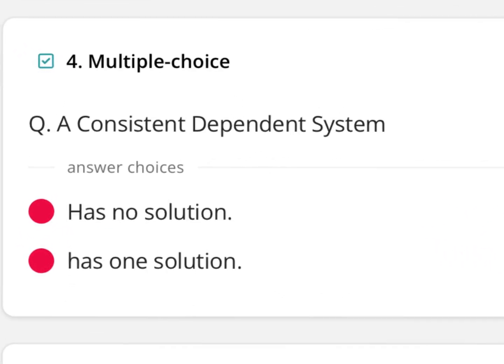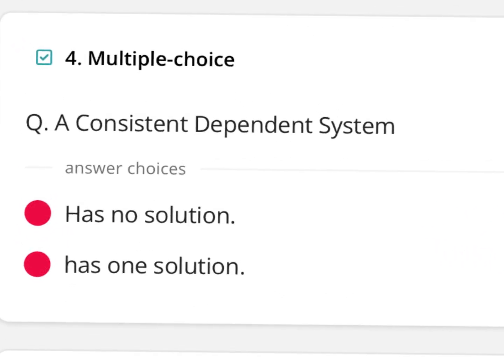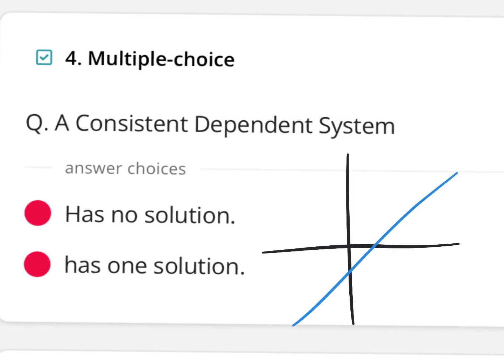Here's another question. A consistent dependent system, what is that? You have to visualize it. Consistent dependent means one line is dependent on the other, sitting right on top of it. I'll do a little sketch: imagine your xy plane, you have your blue line, then you graph your red line right on top of it. That's what you call dependent. How many points do they share?